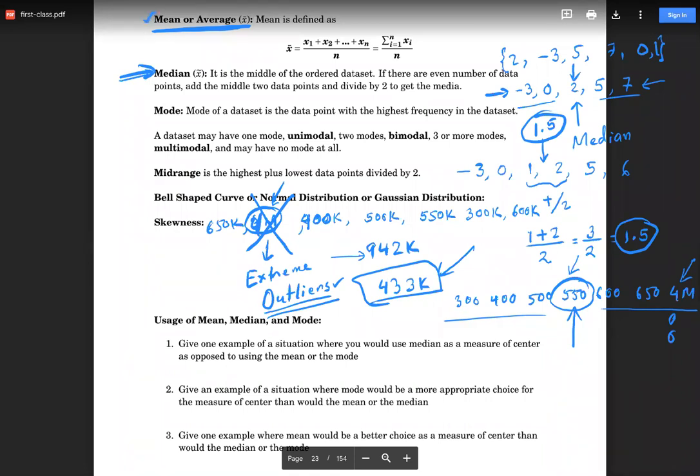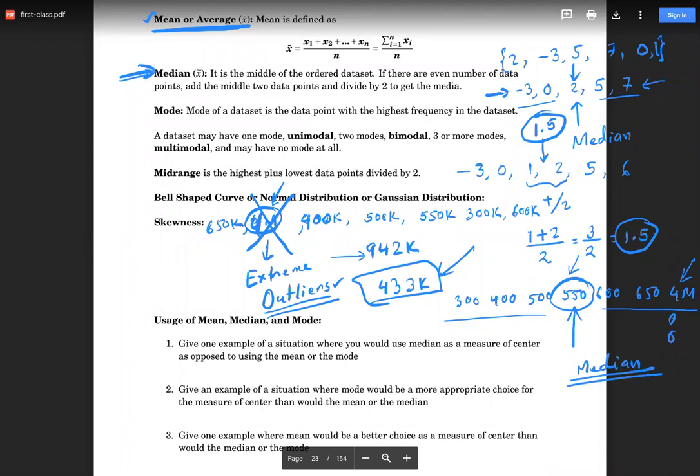So based on your application, based on the situation that you're dealing with, you're going to be using either mean or median. That's why you hear in the news and media, people don't say average home prices. They say median home prices.